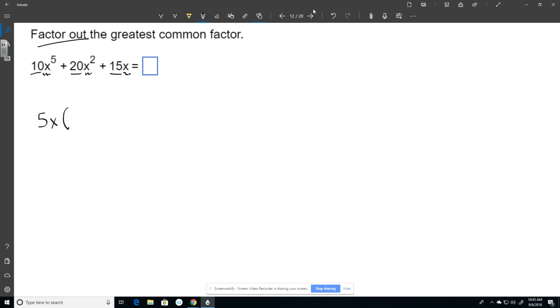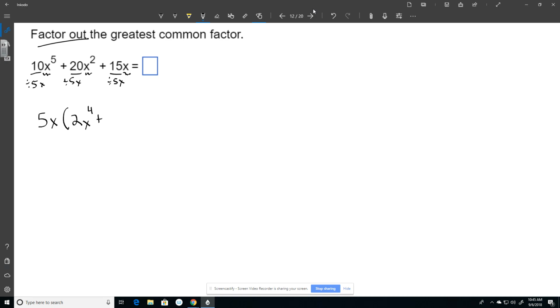Or in other words, I'm doing distribution backwards. I'm taking 5x out of each of these terms. So I have to divide each of them by 5x. 10x to the 5th divided by 5x. 20x squared divided by 5x. 15x divided by 5x. So 10 divided by 5 is 2. x to the 5th divided by x leaves me with x to the 4th.